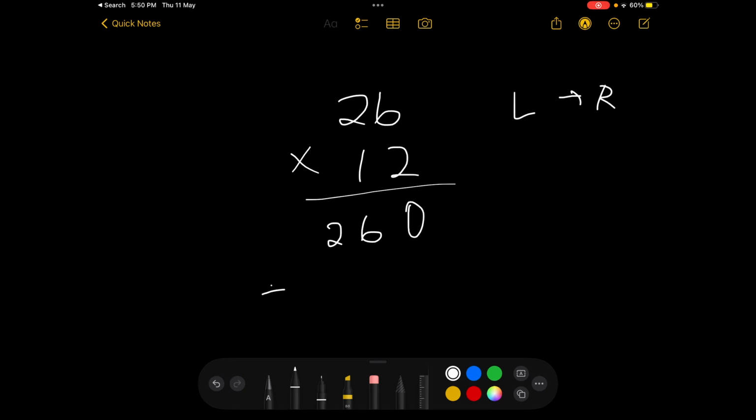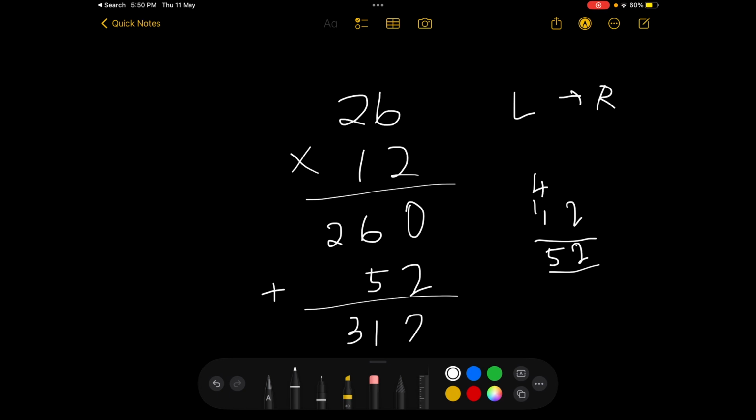And we're going to add it with 2 times 2 we get 4. And then 6 times 2 we get 12. So we have 4 and we have 12. So just going to add them together. 1 plus 4 we get 5. 2, it's just 2, so 52. So we're going to add 52 right here. 260 plus 52 we get 312.